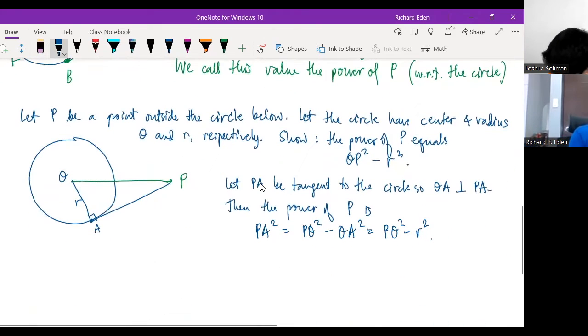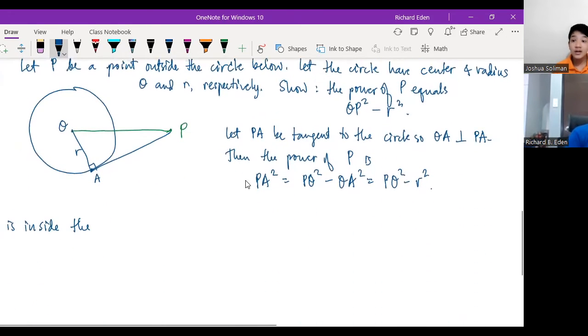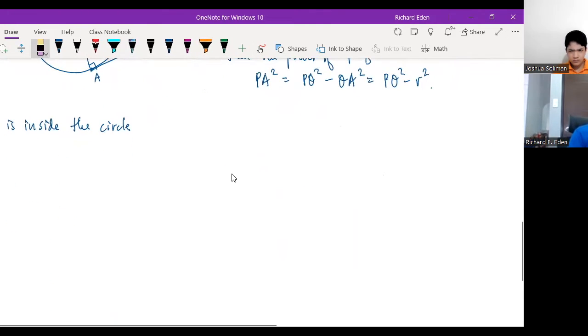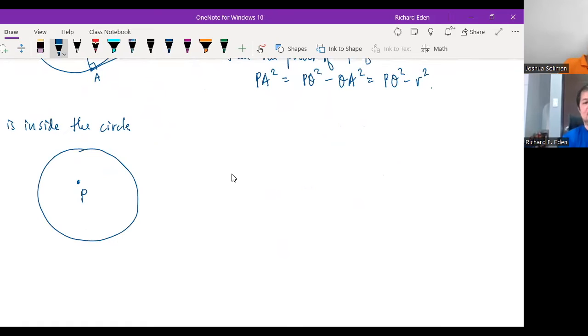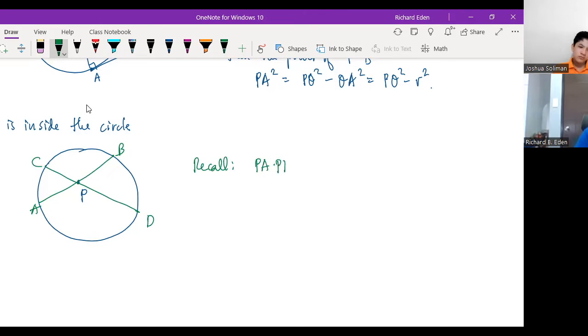All right. Now, next scenario: let's say the point P is inside the circle. Then how would it have a power, because there's no tangent? We're going to define the power of the point P differently. Let's say P is inside the circle. So that's point P. Remember, if we draw any chord through P, let's say the chords AB and CD, recall that PA times PB equals PC times PD.